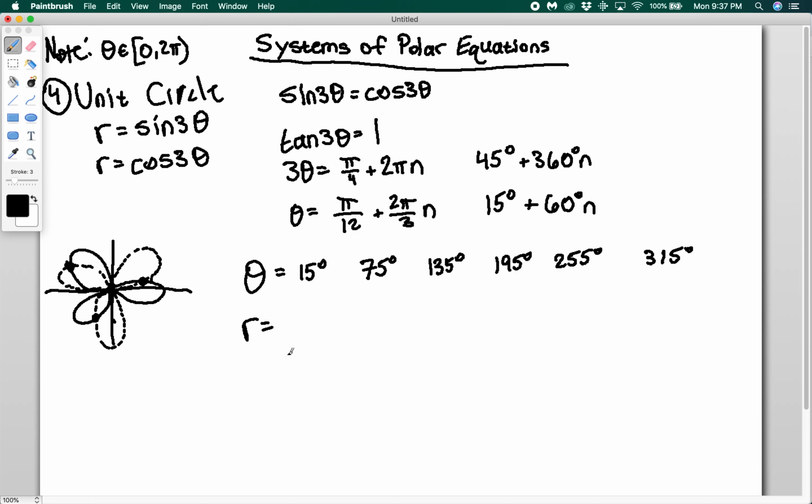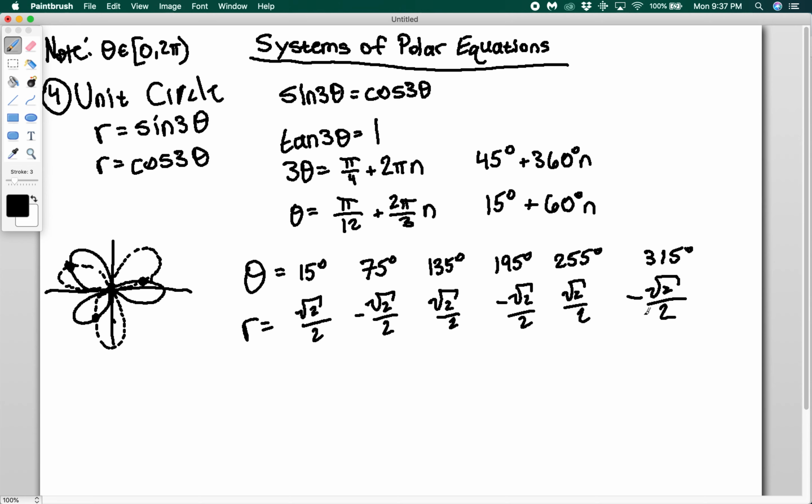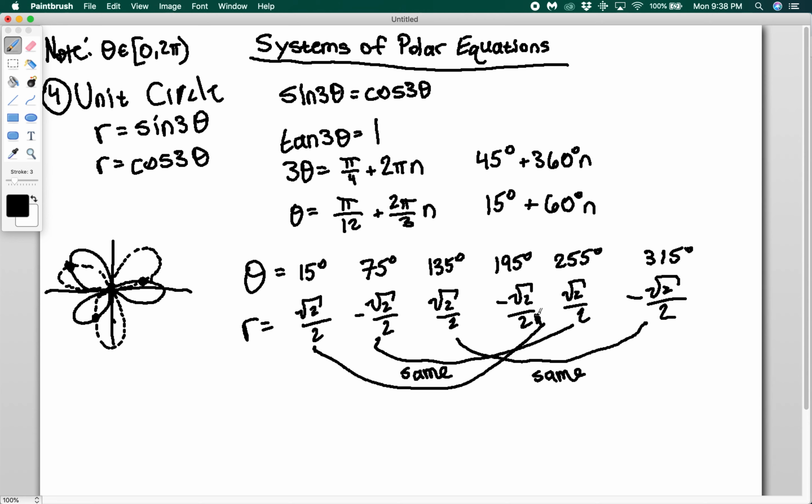The corresponding r that would go with these is root 2 over 2, negative root 2 over 2, root 2 over 2 again, negative root 2 over 2, root 2 over 2, and negative root 2 over 2. So some of these are the same, okay? This one and this one are the same. This one and this one are the same. And the last two are also the same.